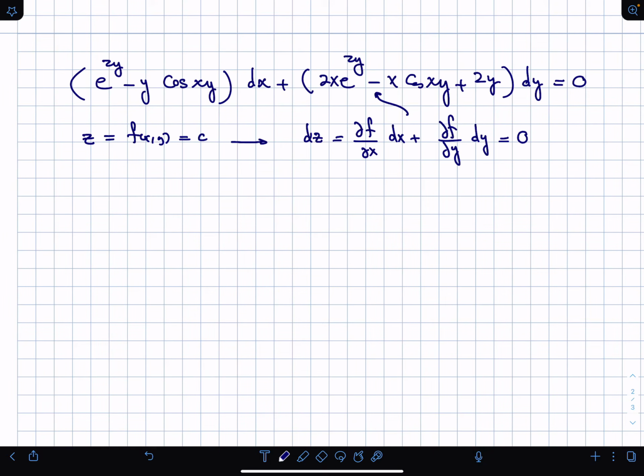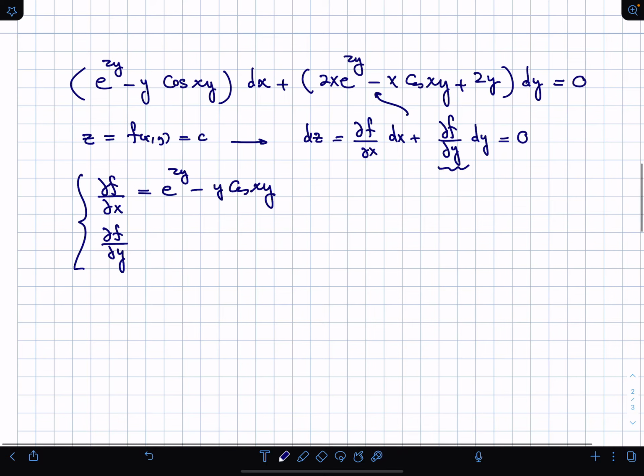So very clearly from here I can see that the partial of f with respect to x is equal to e to the 2y minus y cosine of xy. And the partial of f with respect to y, I can see it's equal to that. So it'll just be 2x e to the 2y minus x cosine of xy plus 2y. So these are my two partials that I already know. And our objective here is to find f of xy.